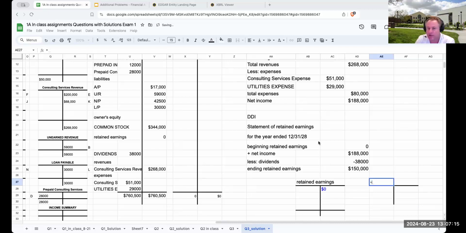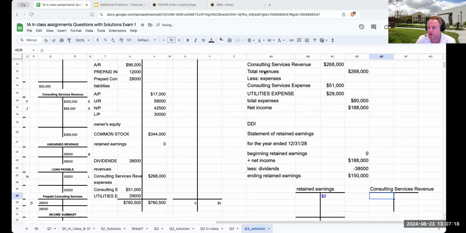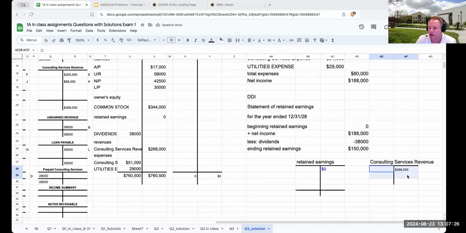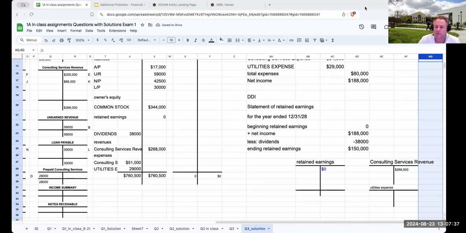So I'm going to have over here consulting services revenue. Now, what I want to do is bring forward the balances that are in those temporary accounts. So I've got consulting services revenue. I'm going to have utilities expense. And let's give ourselves some more room.